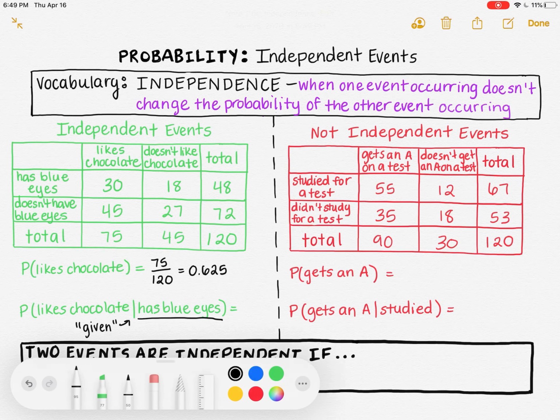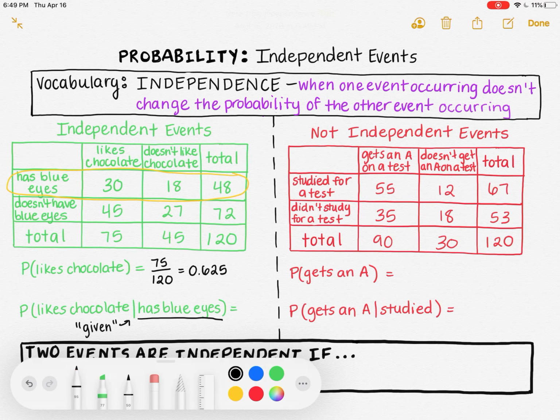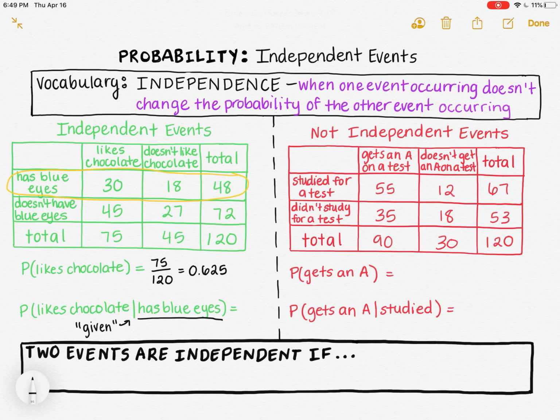So to do this with the table, I'm going to use my circle and check method. So I need to start by just circling only the people that have blue eyes. So I'll go to the has blue eyes row and circle the whole row. And those are the only numbers I'm going to use to find this probability. Now, since I'm only looking at selecting someone with blue eyes, my total in my denominator is the total with blue eyes, which is 48.